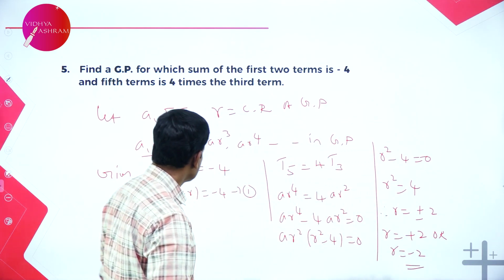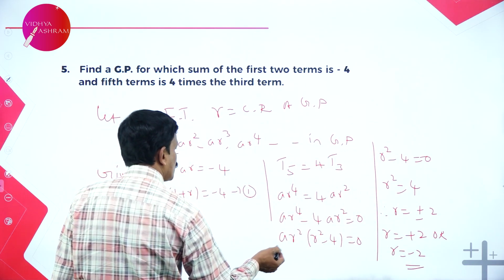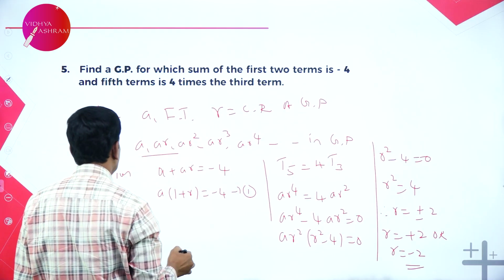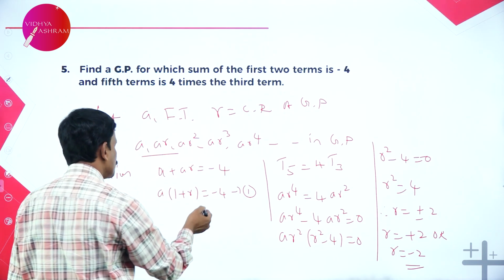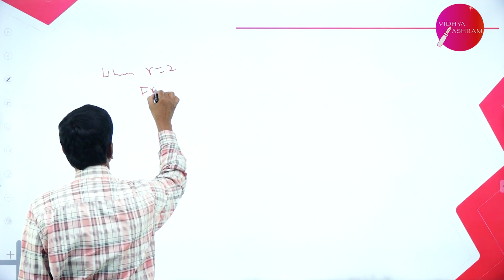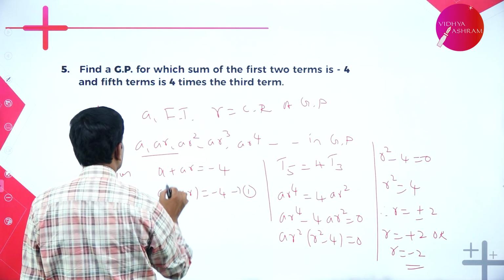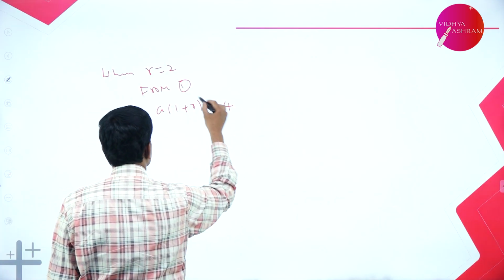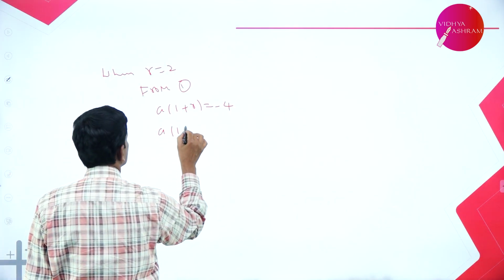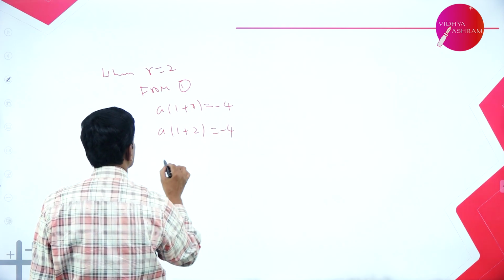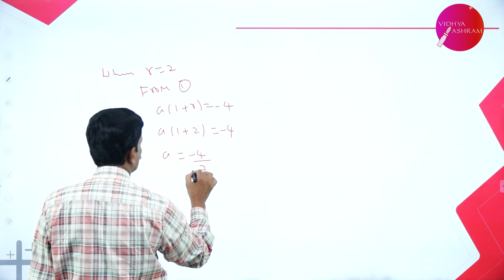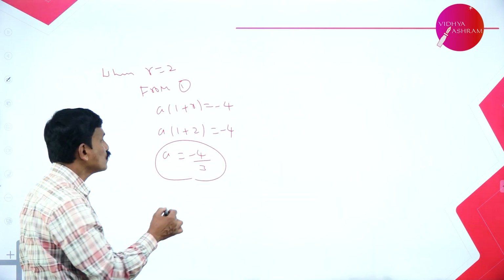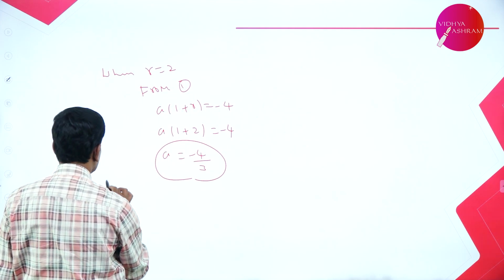Two cases arise. So when r is equal to 2, find out the value of a. What is a? From equation 1, a into 1 plus r is equal to minus 4. Substitute r is equal to 2. a into 1 plus 2 is equal to minus 4. Therefore, a is equal to minus 4 by 3. First term is minus 4 by 3.